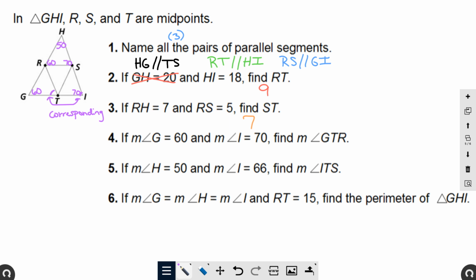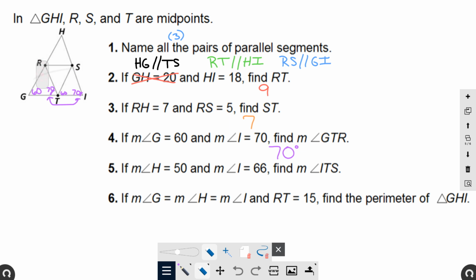Now, what's neat about these little triangles that we make here? They all have the same angles. So we said this is 60, this is 70. What's this one? 50. Guess what this one is on the other side of T? 60. Guess what this one is up here at S? 50. See how all of those have the same angle measurements. Kind of neat, huh? And it's caused by those parallel lines, and it makes those corresponding angles. So the angle that we were missing here was 70 degrees.